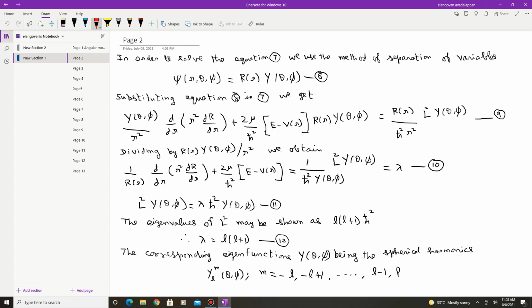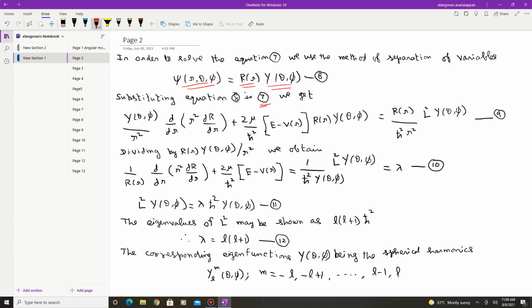Now in order to solve this equation 7, because it is a spherical polar coordinate system, psi is a function of r, theta, phi, so that can be expressed as the product of two functions. One is purely a function of r alone, and the remaining is a Y function, which is a function of theta and phi. So psi is a product of the radial part R of r and the angular part Y of theta, phi.